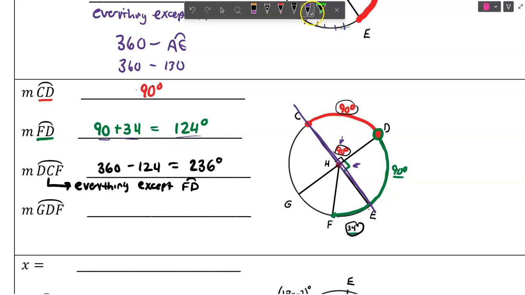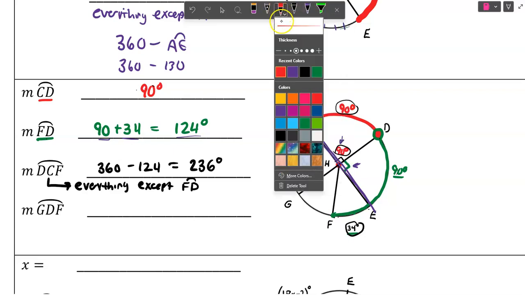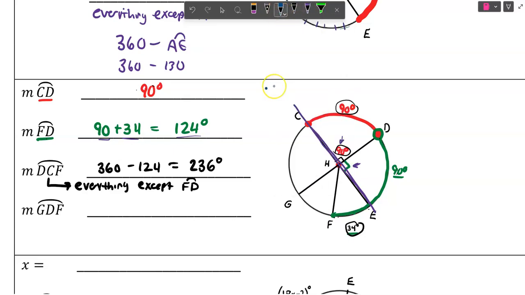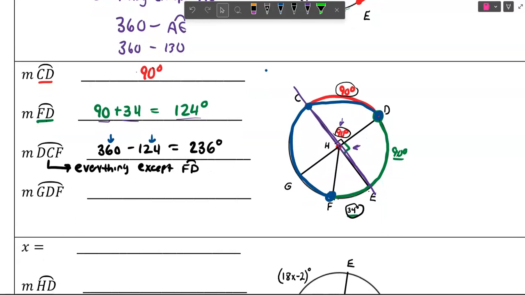Now for the next one, and I'll use a blue maybe for this one just to show you what this looks like. It says DCF. So we're going to start at D, go in the direction of C and then all the way around to F. What you'll notice is that major arc is everything except the FD that we just found. So all I did is I took my total 360 and subtracted the 124 away to get to 236.